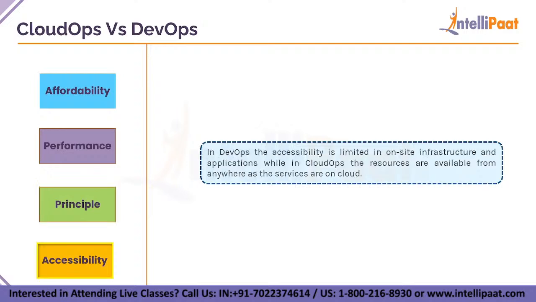Now, moving on to the accessibility. In DevOps, the accessibility is limited in on-site infrastructure and application, while in CloudOps, the resources are available from anywhere as the services are on the cloud. So definitely in CloudOps, we are working on the cloud so people can access the services from anywhere in the world at any time. While coming to DevOps, everything is happening on premise. So the accessibility is a little difficult compared to CloudOps.